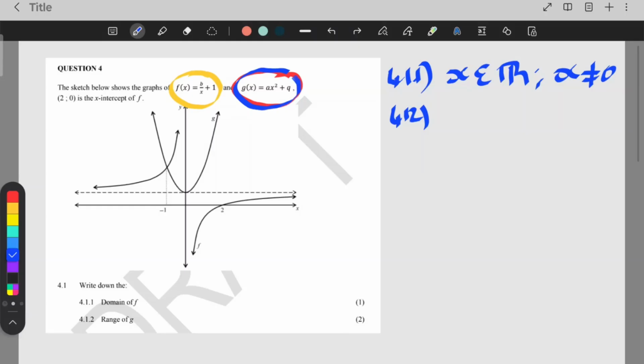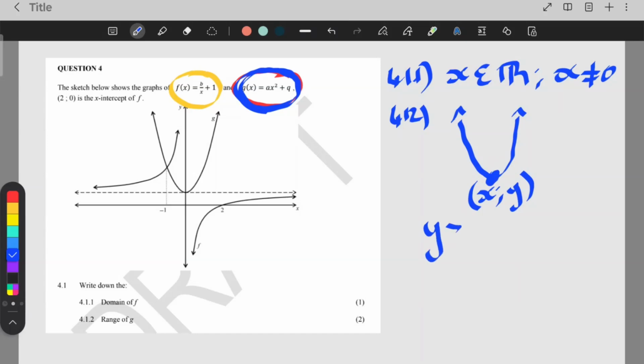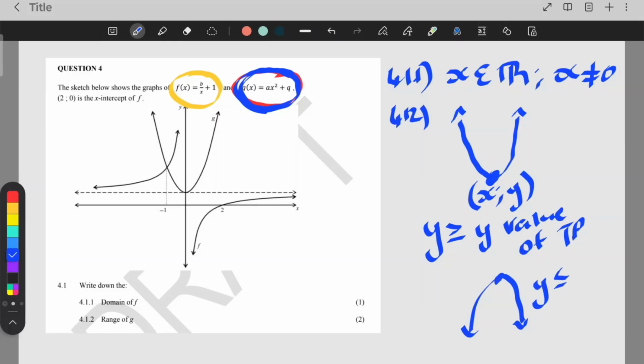So g is a parabola. If you have a parabola, the turning point will have an x and a y value. The range is always y is greater than or equal to the y value of the turning point. And if you have a sad face parabola, then y is less than or equal to the y value of your turning point. So we have a smiley face parabola over here.